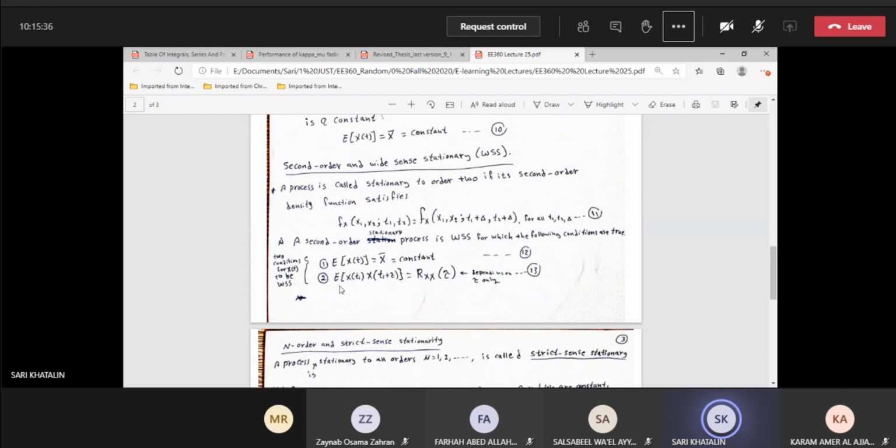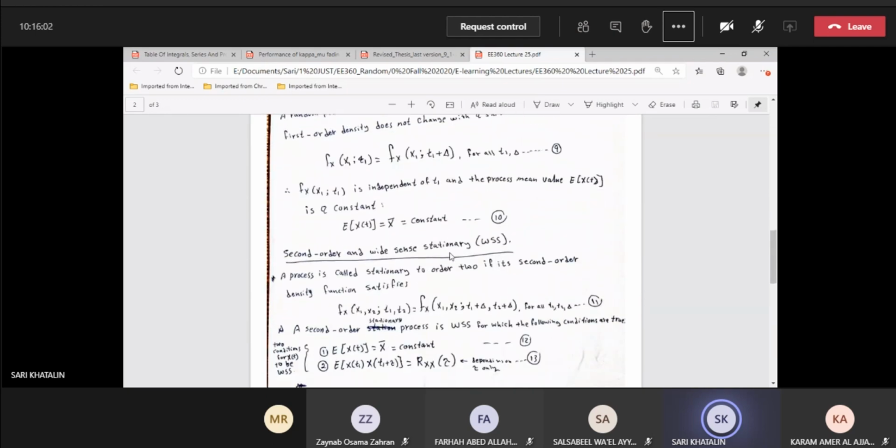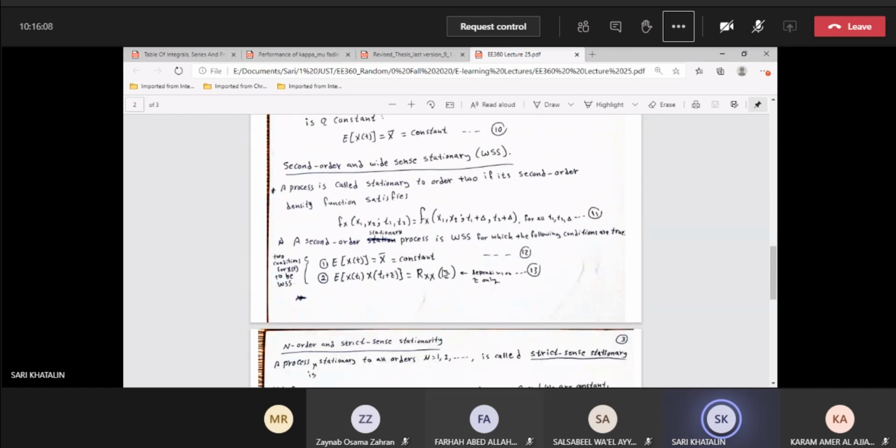And the second one is the expected value of x of t1 times x of t1 plus tau, where tau is, of course, the time difference between t1 and t2, as we talked about. It is equal to the autocorrelation in terms of tau. So we want to show two things to make sure the random process is wide sense stationary. First of all, the mean is constant, not depending on time. And the autocorrelation is independent of time, only depending on tau. Okay?